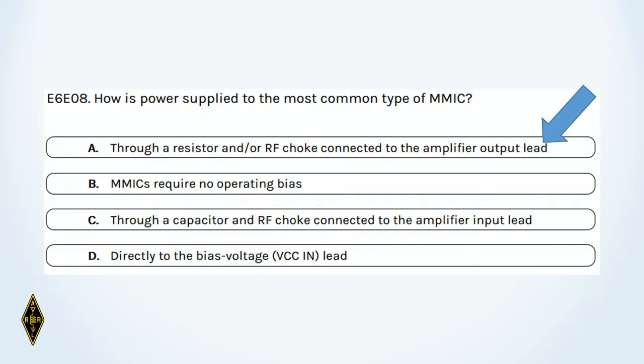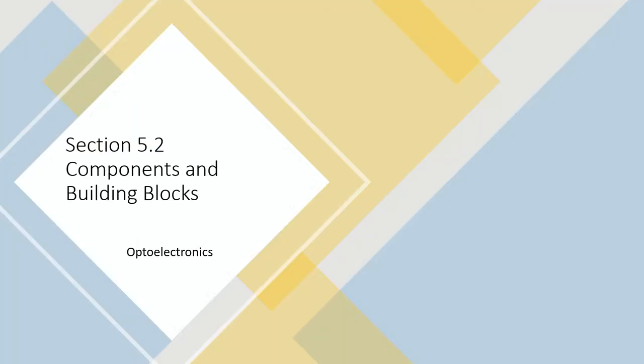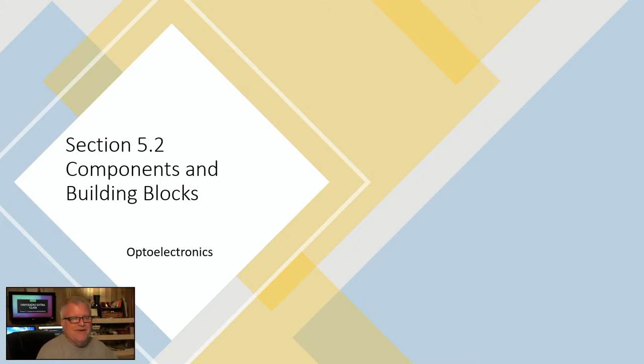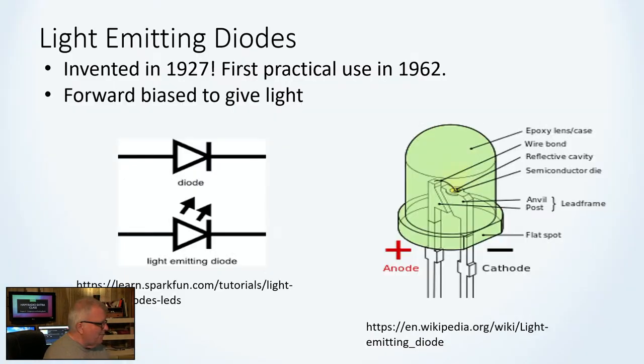Very good. All right. We're moving on to optoelectronics. Again, this could be a semester long college course, but we're going to talk about it just for a few minutes here. And then after this section, we'll take a break. So this fascinated me. I didn't know this. Light emitting diodes were invented in 1927. Who knew? I think it was by a Russian. The first practical use, though, was in 1962.